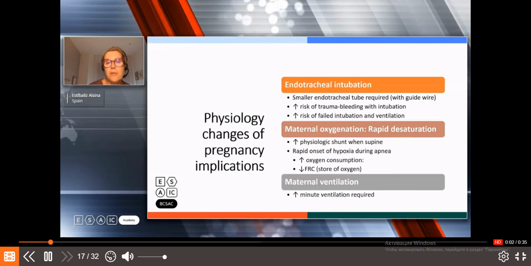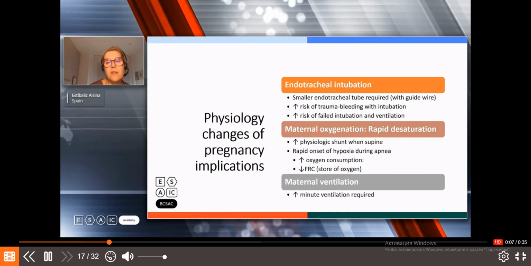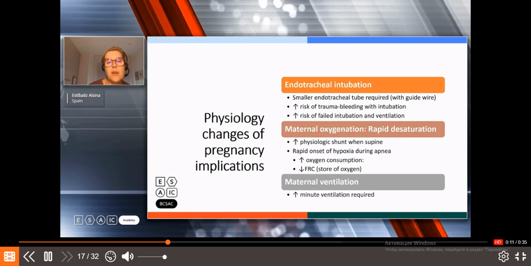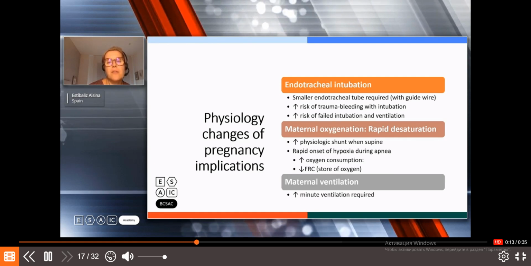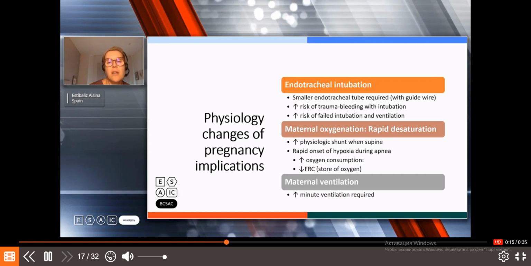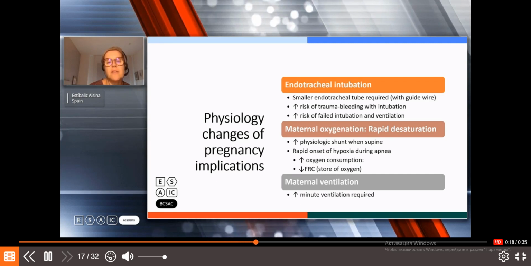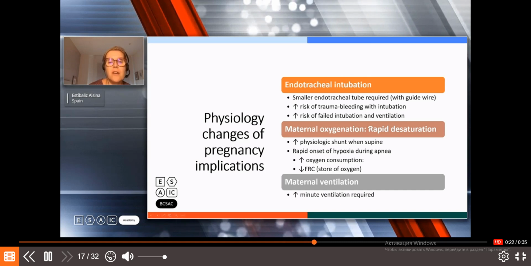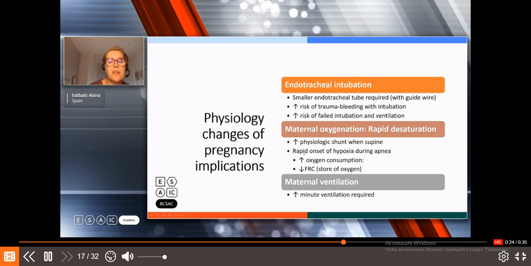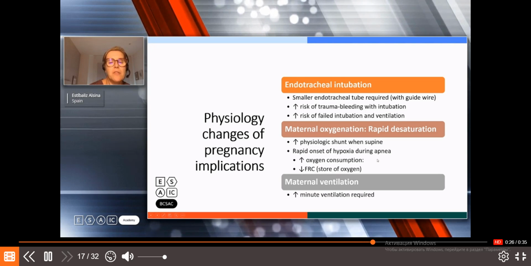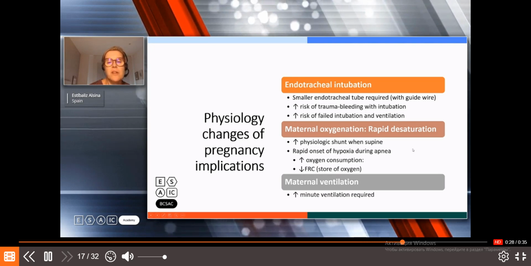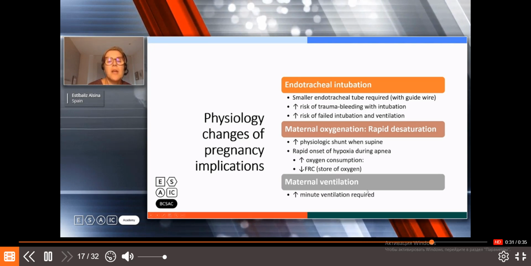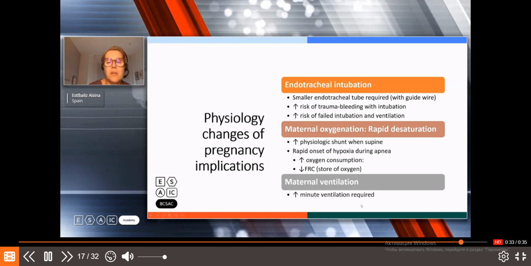When we are going to intubate, we have to use smaller endotracheal tubes and a guide wire, and there is an increase of bleeding during intubation because of the edema and the engorgement of the vessels. There is also an increased rate of failed intubation. There is increasing physiological shunt and rapid onset of hypoxia. That's why we have to pre-oxygenate as long as we can, and we have to increase the minute ventilation.